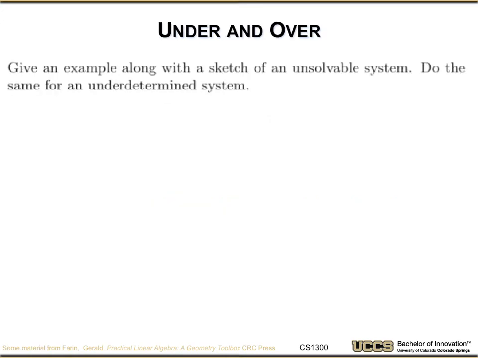One last problem, let's look at under and over determined systems. Give an example along with a sketch: give an example of, sketch out, an unsolvable system and do the same for an underdetermined system. So give us an overdetermined system, unsolvable, and an underdetermined system.